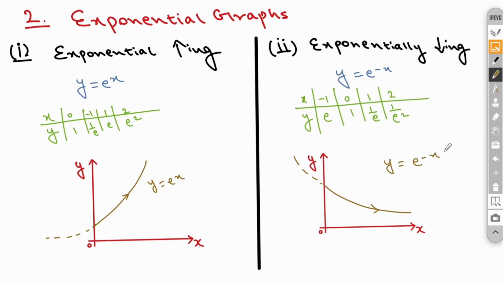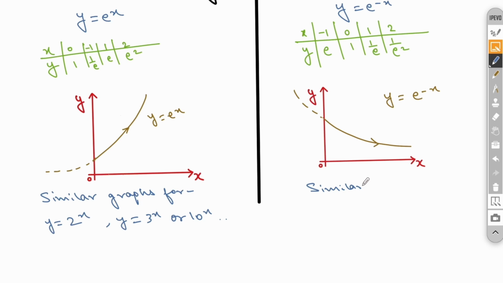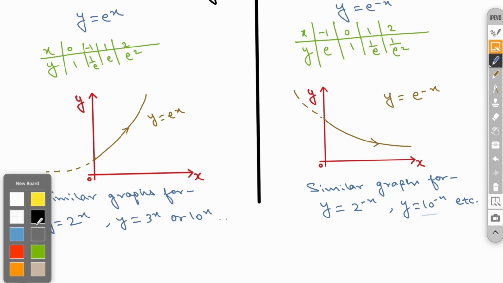So it's quite simple. Now moving further, we'll write that we'll obtain similar graphs for functions like y is equal to 2 raised to power x, 3 raised to power x or even 10 raised to power x. Similarly, we'll have similar graphs for the functions y is equal to 2 raised to power minus x, 10 raised to power minus x, etc. Because e is simply 2.7 something. So for numerical values raised to power x or raised to power minus x, the graph will look similar no matter what values we put.